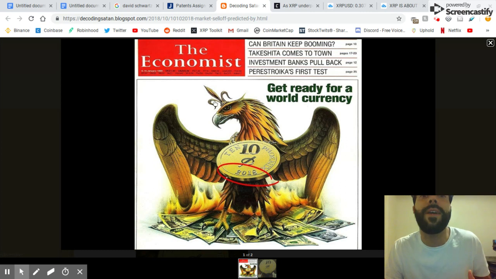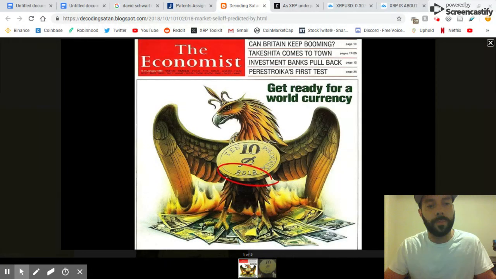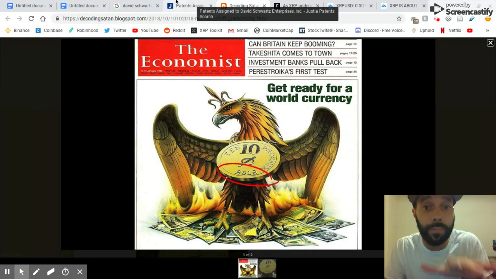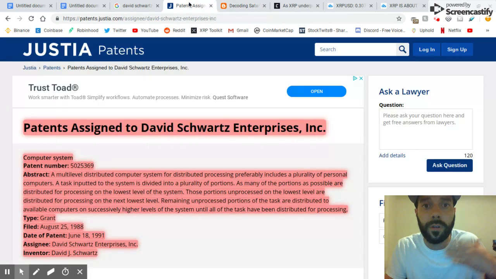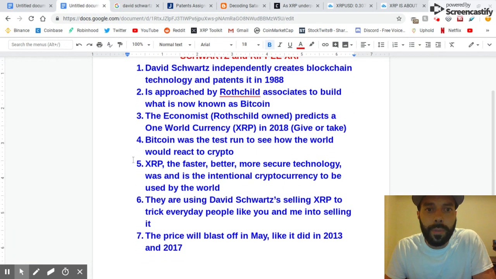So they do plan in advance. They knew about cryptocurrencies, guys, way before they even happened. This is all connected, guys. This is a crazy theory, but this is how my mind works. If you can appreciate it, then good for you. It's good to be open-minded. You don't have to believe this, but try to just watch it. See if you can connect some dots here. Now, Bitcoin was the test run to see how the world would react to cryptocurrency.